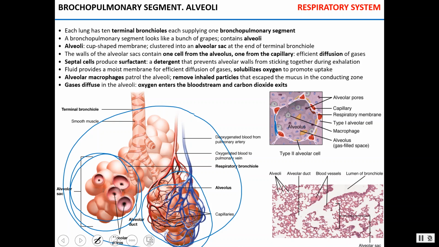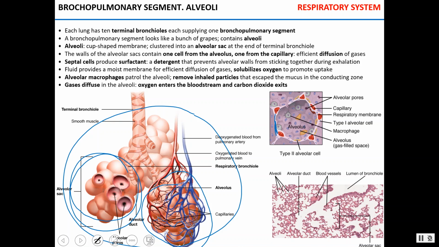Septal cells inside of the alveoli, or so-called type 2 alveolar cells, produce surfactant. Surfactant is essential to prevent alveolar walls from collapsing, since they can stick to each other. So if we did not produce surfactant, alveoli would collapse after each exhalation. The function of surfactant essentially is to reduce surface tension in alveoli and allow them to expand easier.